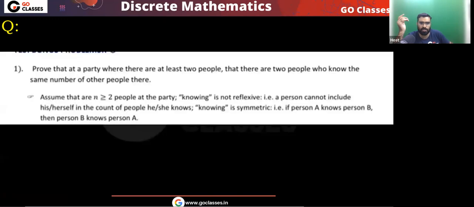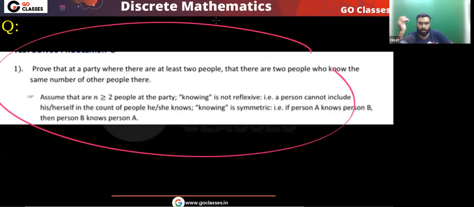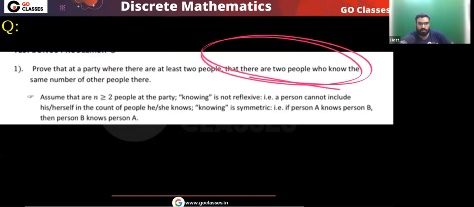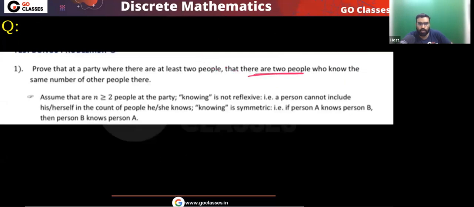This is your Kenneth Rosen question. This question is from a university. Again, the same question: there is a party, and at least two people are there in this party. In this party, you can have any number of people. And now you need to prove that there are at least two people who know the same number of people.